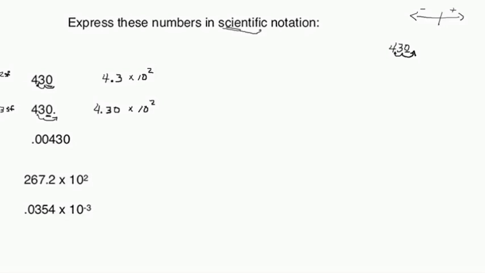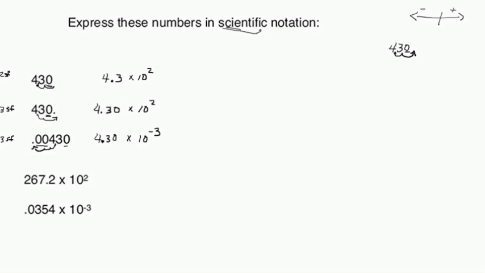Now in the third example, we have 0.00430. So the leading zeros we know are not significant, and the trailing 0 is significant because the number has a decimal. So this one too is going to have 3 significant figures. So this one we're going to start out the same exact way as we did in the second one. We're going to put our decimal between the 4 and the 3, but we're going to move back 3 spaces to where the original decimal is. So we write 4.3, and we're moving back 3 powers of 10. So this is going to be times 10 to the negative 3.